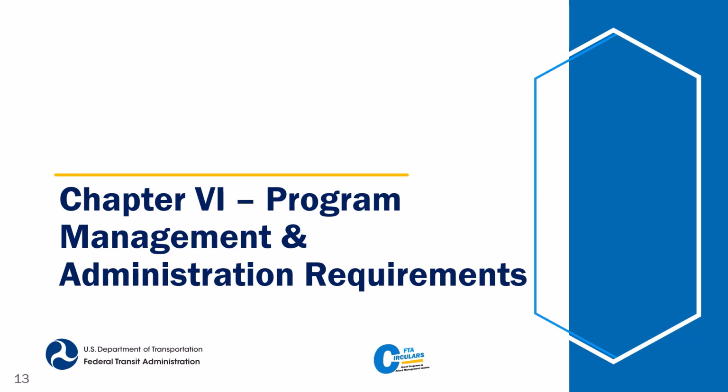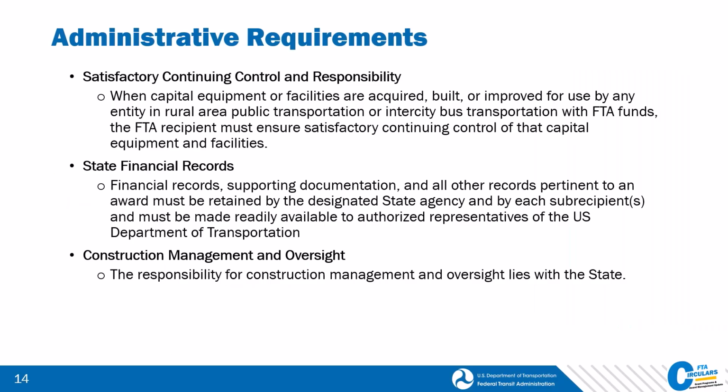Now we'll move on to Chapter 6, Program Management and Administration Requirements. We'll start with the primary administration requirements of the rural programs. This includes satisfactory continuing control and responsibility.